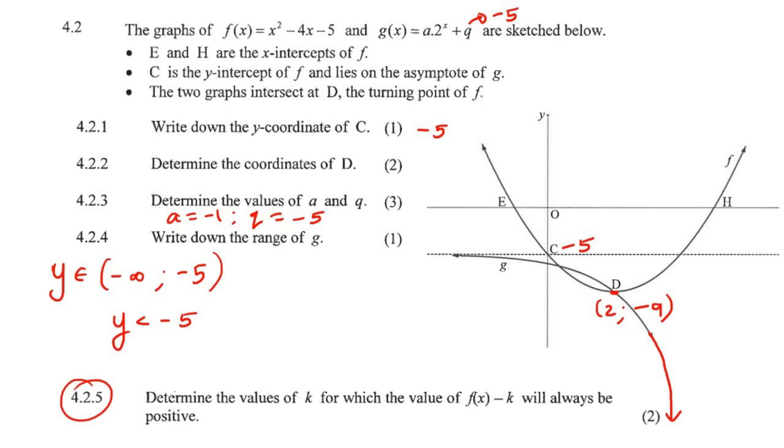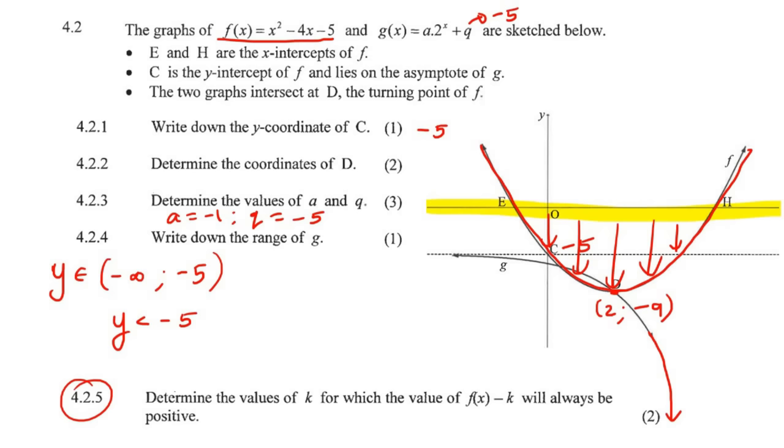So it says, determine the values of k for which the value of f of x minus k will always be positive. Pretty much, f of x is this graph over here. Now, at the moment, they said, where will it be positive? Remember, when they say something like that, they're not talking about the x values, they're talking about the y values. So if we look at the x-axis, this area has positive y values, whereas this area has negative y values because it's underneath the x-axis.